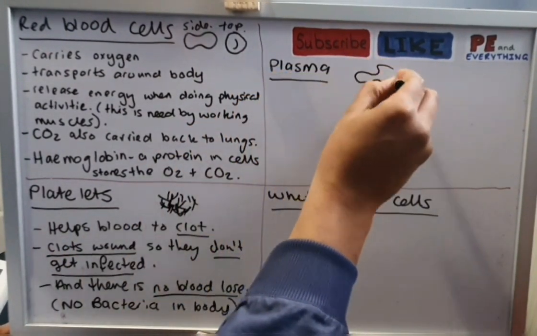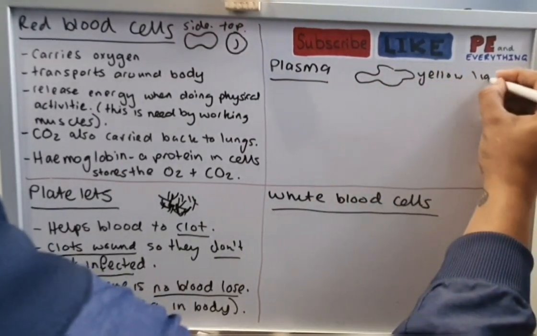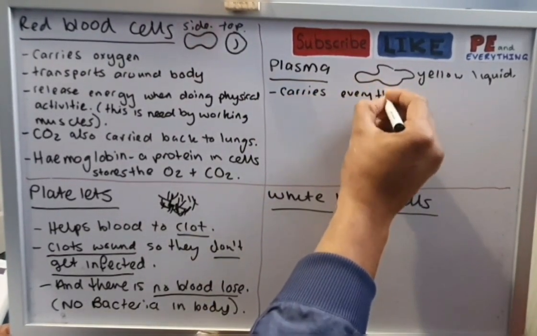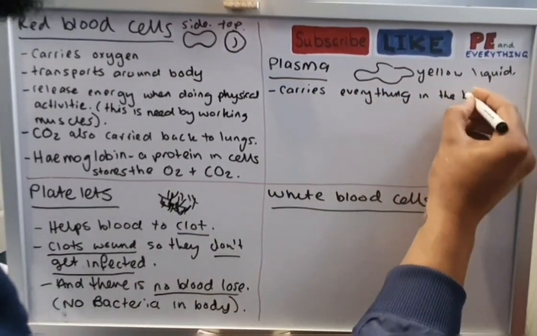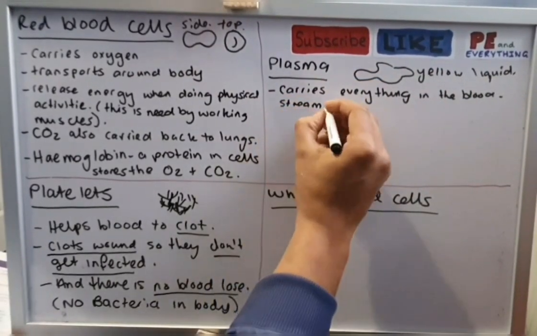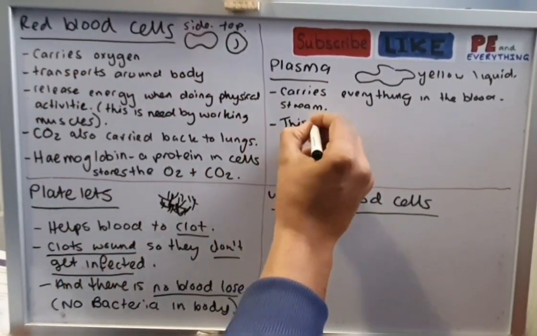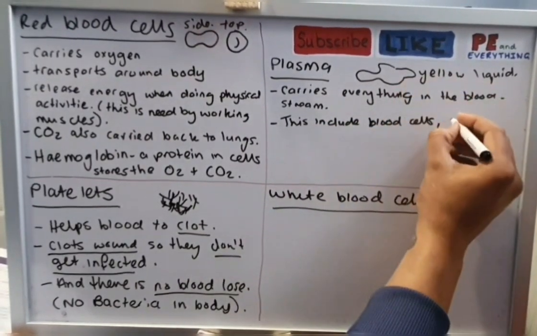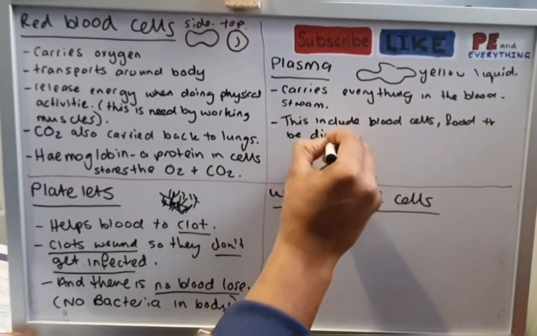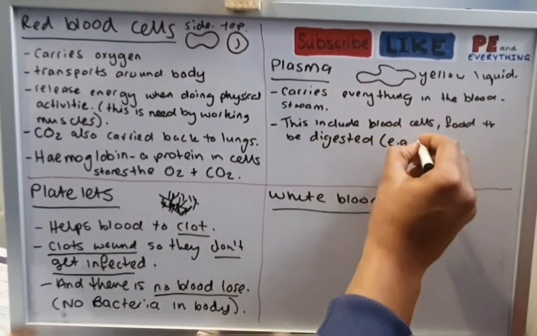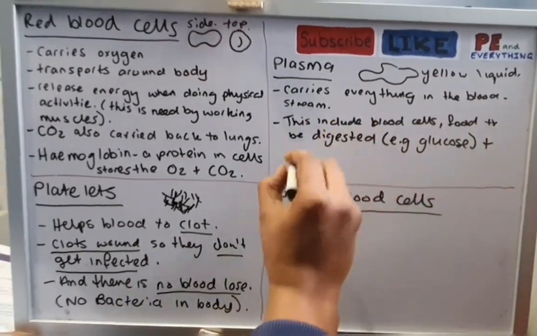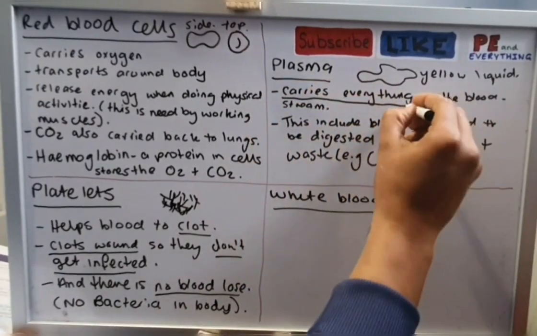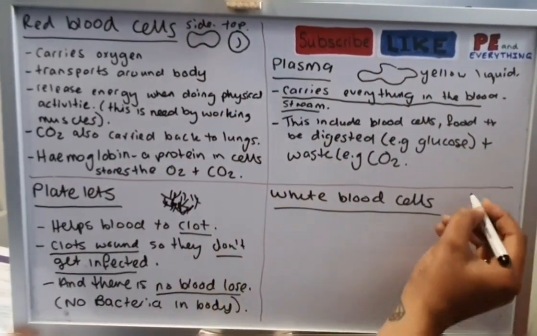Okie dokie, moving on to plasma. This is the majority of our blood, which is a yellow liquid. Okay, and plasma carries everything around the bloodstream. This includes stuff like the blood cells, digested food, for example, like glucose, and also carbon dioxide, as we know it to be a waste product. Okay, so everything around the blood.